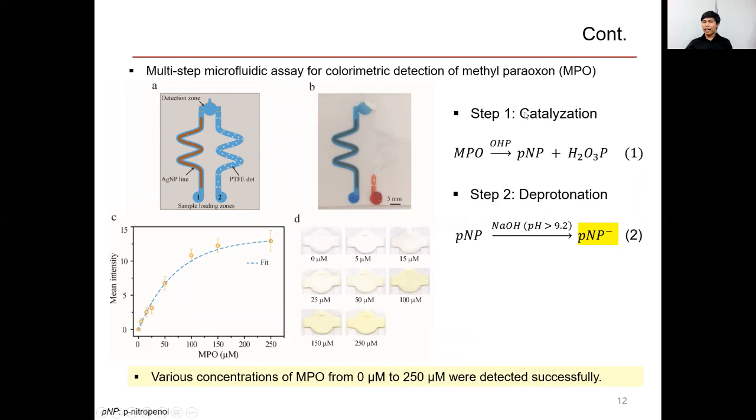One is catalyzation to provide the p-nitrophenol, and then the p-nitrophenol can be deprotonated by a strong base to provide the color that can be detected. So we designed the 2 channels like this. One delivers the MPO first, and after that we deliver the strong base to deprotonate. By this protocol, we can detect the MPO from 5 micromolar and up.